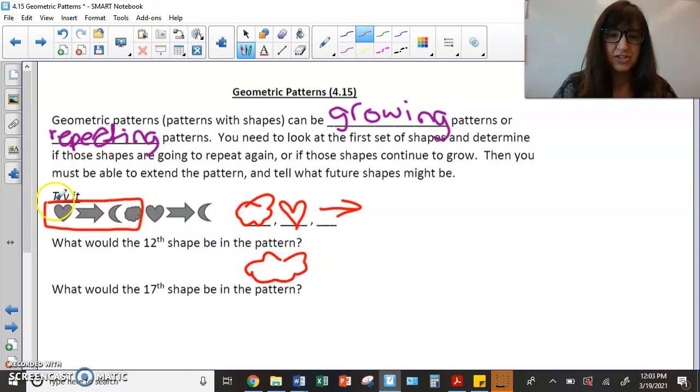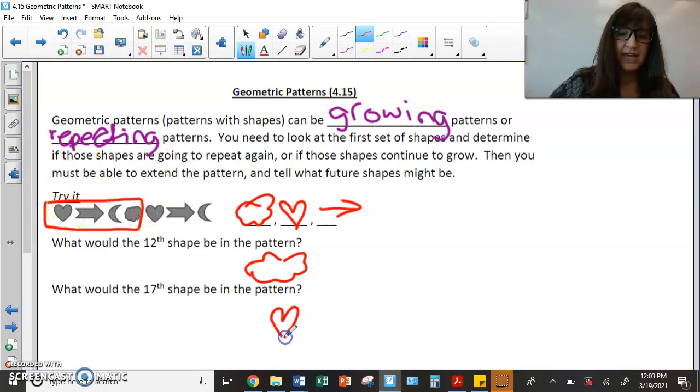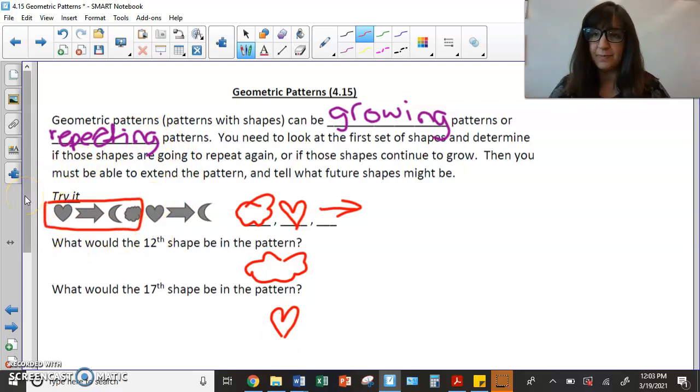Okay, my 17th shape, if I've counted to 12, I know another 4 would be 16, which I could count individually, 13, 14, 15, 16. Or if you know how to count by fours, you could count that way. So I get up to 16, so that means 17 would be the heart. Okay, so you can just identify the part of the pattern that's repeating, and then that can help you count those parts to see what your 12th shape, what your 17th shape, what your 48th shape might be, any of those.